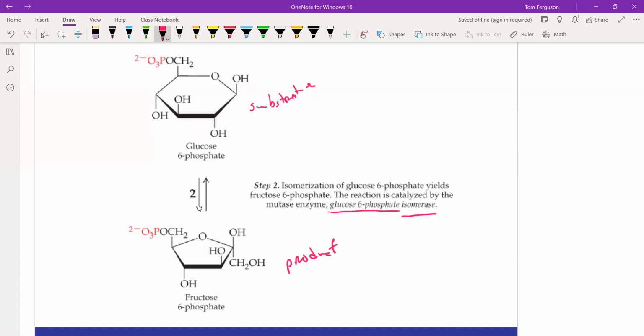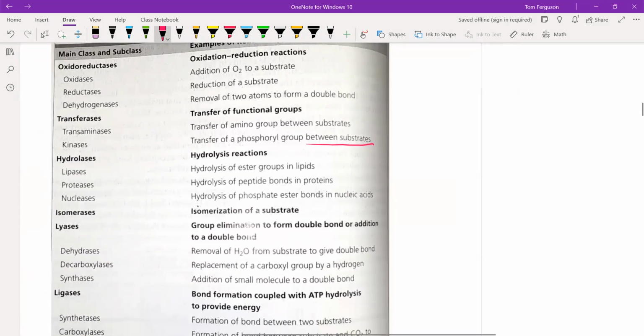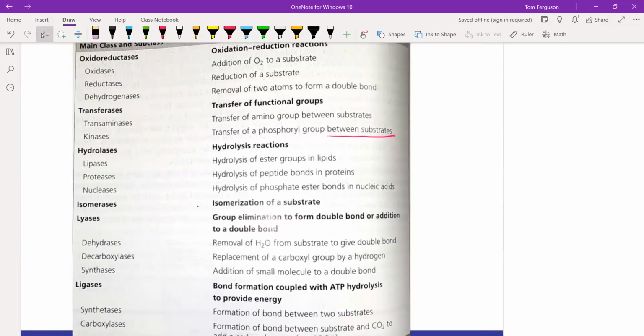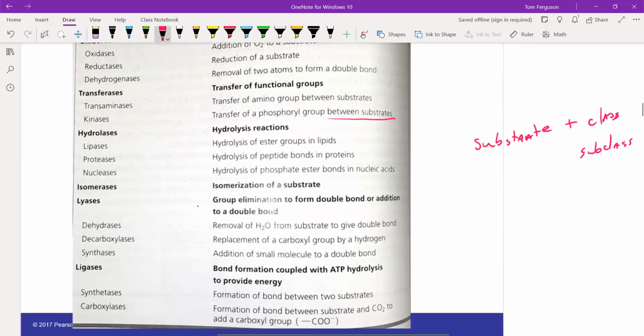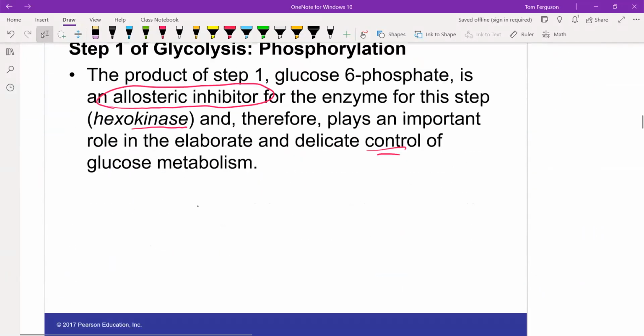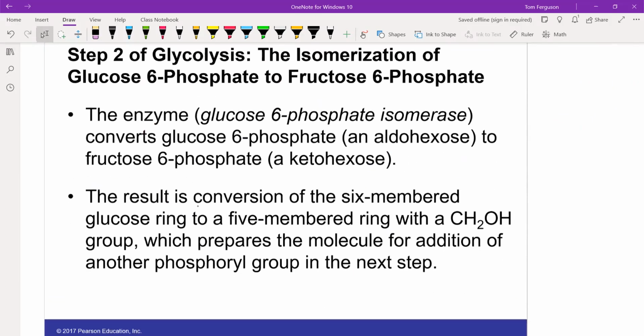Now, I want you to be able to identify, as part of your notes, you should have a chart. Where's the chart? This chart here. And be able to figure out what enzyme is going on. So this is the class here, and then you have to name the substrate, plus class, and subclass if we can. Okay. All right, so glucose 6-phosphate to fructose 6-phosphate. Okay, and that would be using, again, an isomerase.